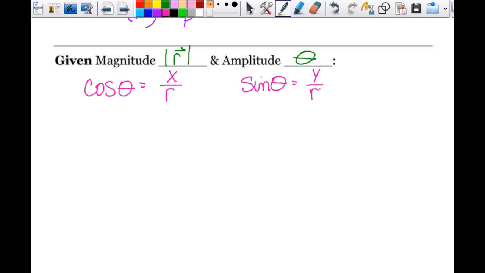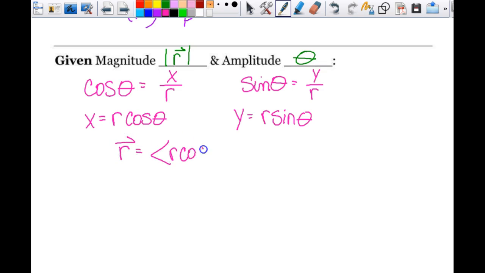But we're not necessarily just using the unit circle here. So now if I take this and I solve for x, your x value is r cosine theta, and your y value is r sine theta, just by solving. Easy enough? That means your resultant vector is simply r cosine theta, r sine theta.